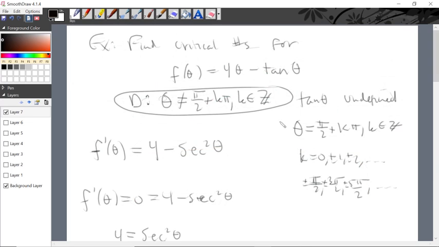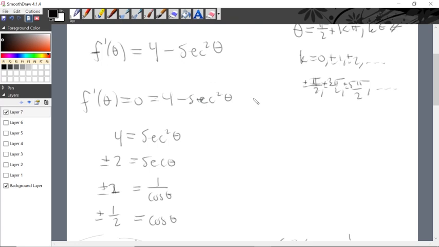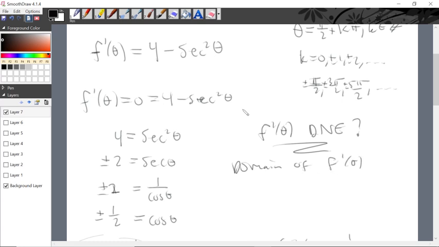Are we done? No. We have to find all the critical numbers. That's where f prime of theta is equal to 0 and where f prime of theta does not exist. So we need to know where f prime of theta does not exist. In other words, check the domain of f prime of theta. f prime of theta is 4 minus secant squared of theta.